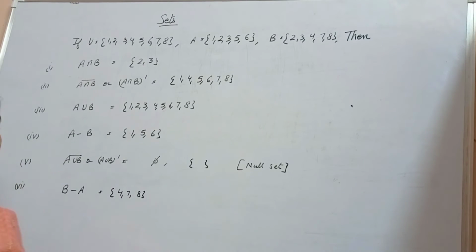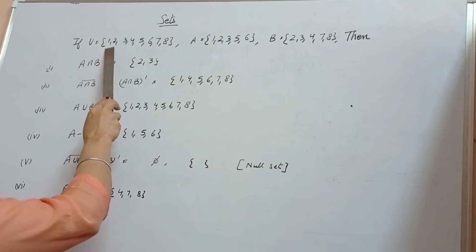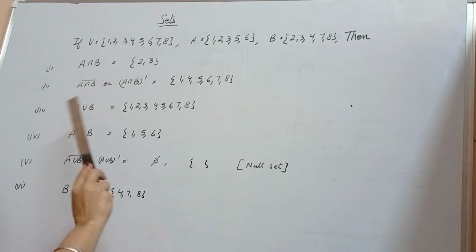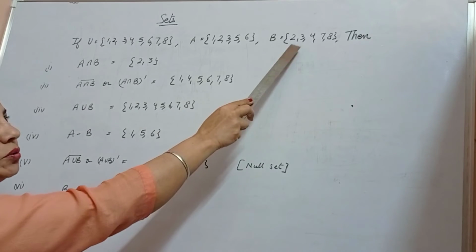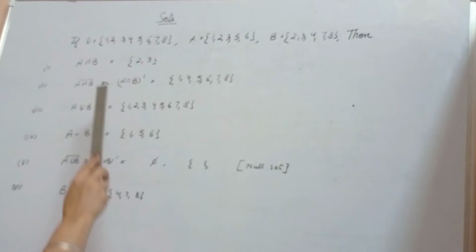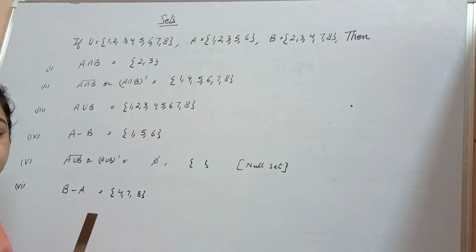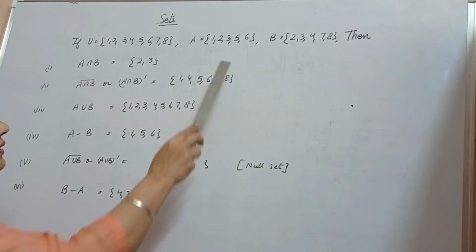The universal set has elements 1, 2, 3, 4, 5, 6, 7, 8. Set A has elements 1, 2, 3, 5, 6. Set B has elements 2, 3, 4, 7, 8. Then A intersection B, the elements which are common in set A and set B, will come in A intersection B, that is 2, 3.